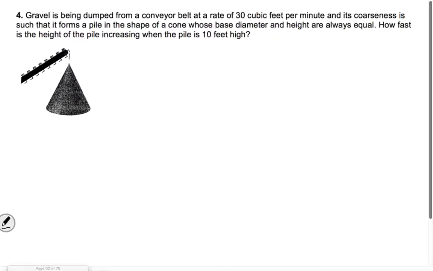Okay, so the next one. Gravel is being dumped from a conveyor belt at a rate of 30 cubic feet per minute, and its coarseness is such that it forms a pile in the shape of a cone whose base diameter and height are always equal. Well, isn't that convenient? I don't think that's how conveyor belt and coarseness of sand works. I think it would get wider faster than up, but who knows?